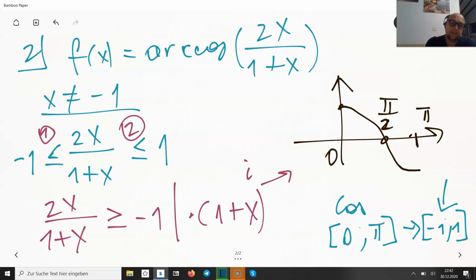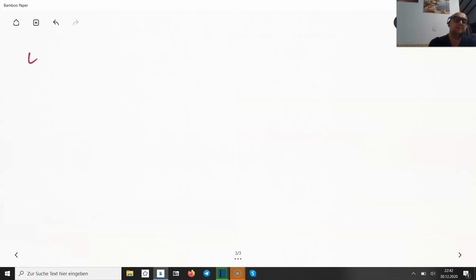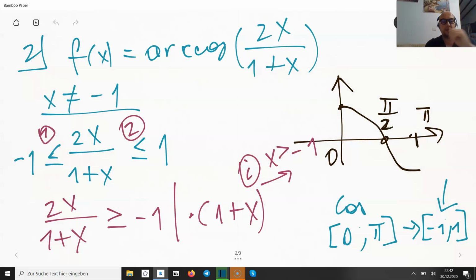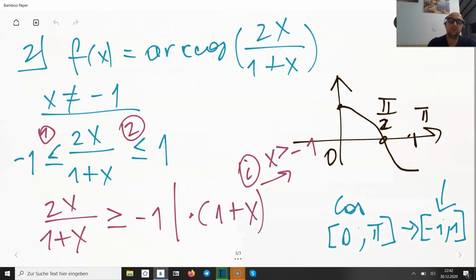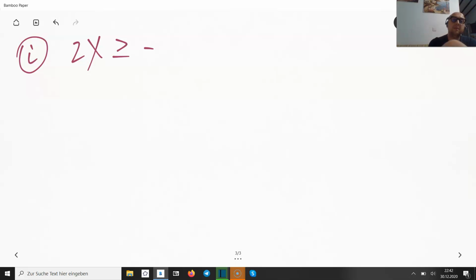Case number 1 is x itself is bigger than -1. It's not allowed to be equal to -1, so it only could be bigger or less. If that's the case, then 1 plus x is positive, and case number 1 is leading us to 2x. We're multiplying an inequality by a positive number. That means we're not changing the direction of the inequality. We're bigger or equal than -1 times 1 plus x.